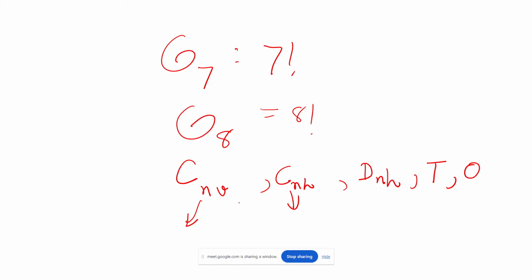There are also some groups which you can rewrite, the CNH, you can write it as CN cross a sigma H. Sometimes this is called a direct product group. Whereas CNV, I cannot do that. This is not a direct product group. CNH is a direct product group, but there could be a semi-direct product group.